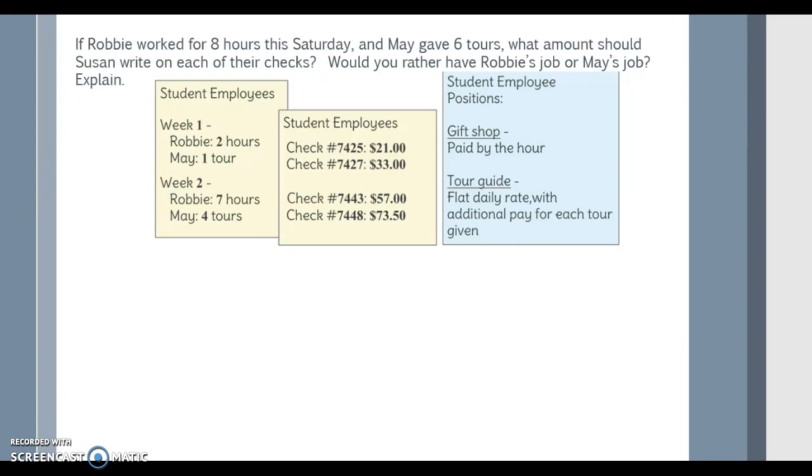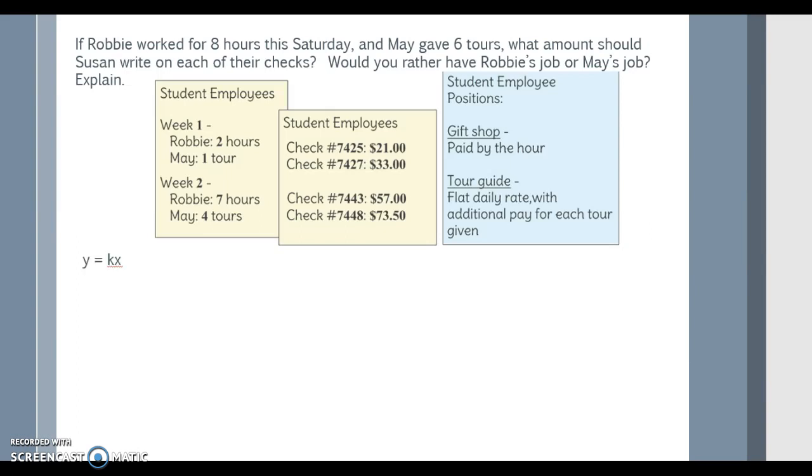The student employees for week 1 are as follows. Robbie worked 2 hours while May gave 1 tour. The second week, Robbie worked 7 hours and May gave 4 tours. And then we have the checks for each student employee. And then the positions. The gift shop is paid by the hour, so that must be Robbie since he works by the hour. And the tour guide gets a flat daily rate with additional pay for each tour given.